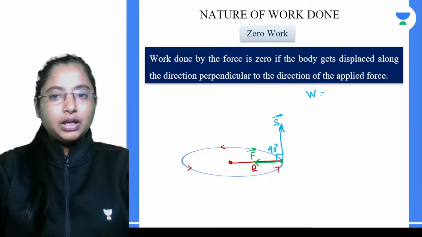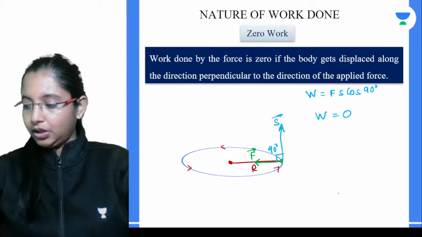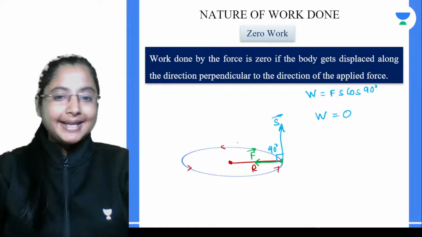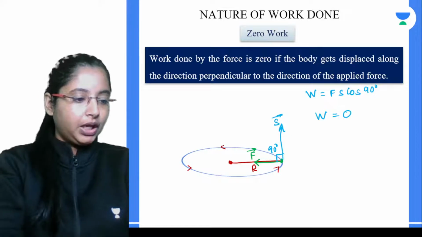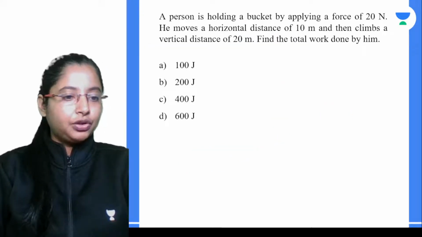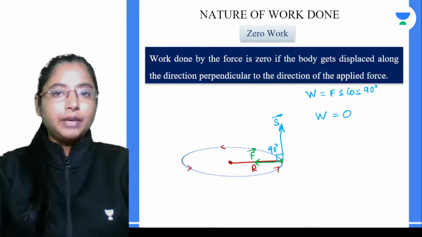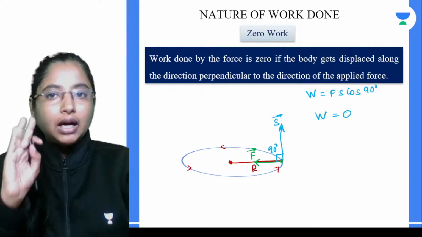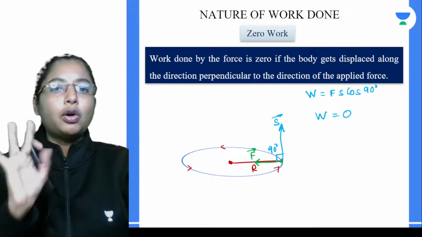Now if you look at work done, we get Fs cos theta. Theta is 90 degrees. Cos 90 is 0. So work done becomes 0. So work done by centripetal force is an example of 0 work. These are the three types of work done: work done can be positive, negative, or 0.